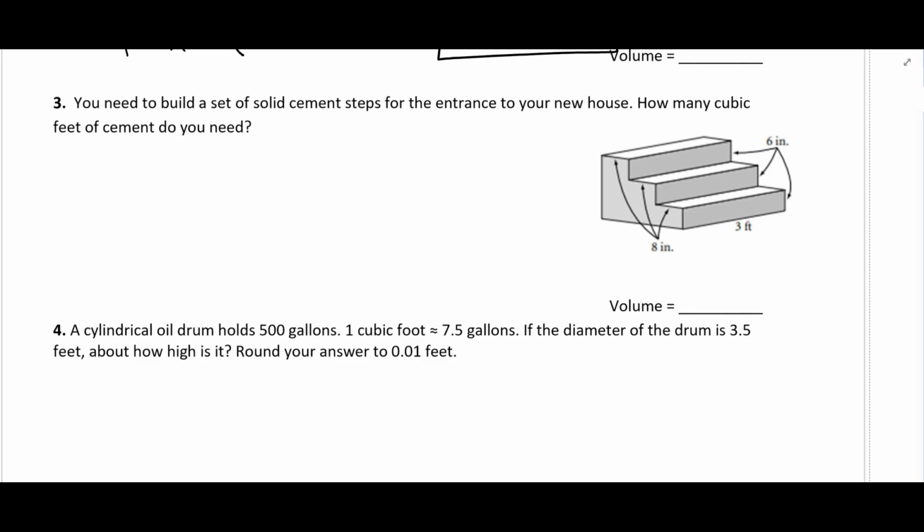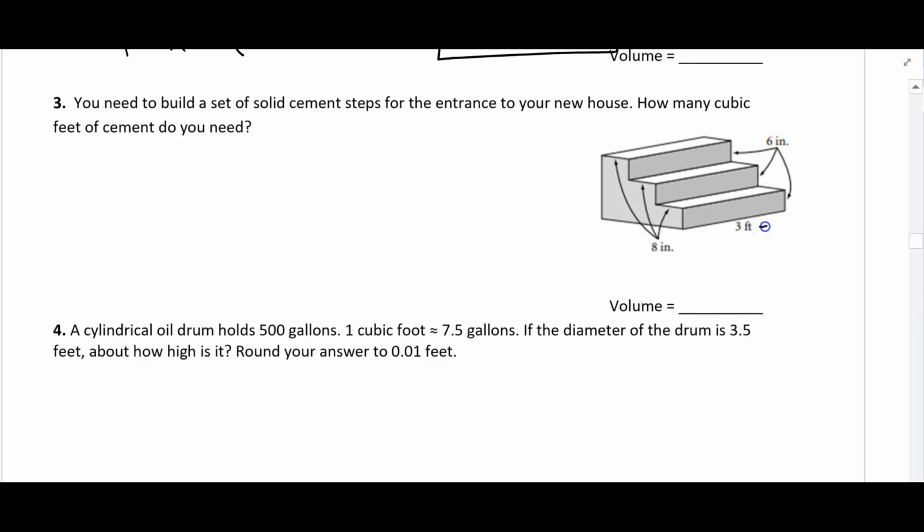All right, so the first thing that I notice here is that I have some dimensions in inches. So the 6 is the length of each step, and the 6 is the height of each step. But then the width of my steps is 3 feet. And I know all my dimensions have to be the same. So I'm going to convert everything to inches, and then at the end we'll convert it back into cubic feet. And that way we won't have to work with decimals throughout the process.